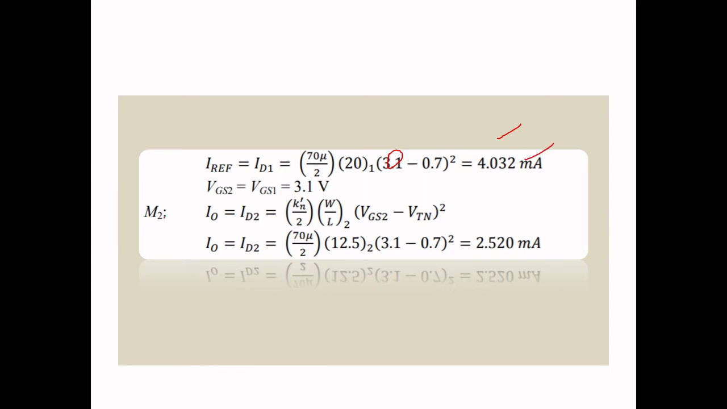Then similarly for M2, IREF not equal to ID2, which is Kn dash by 2 W by L2 (VGS2 minus VTN). So VGS will be the same, because the current in the circuit is the same, the same voltage will be biased throughout the circuit. So I substituted and finally found 2.520 milliamps. I hope you understood. Okay, the next problem.